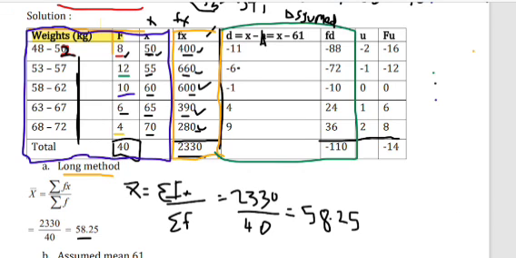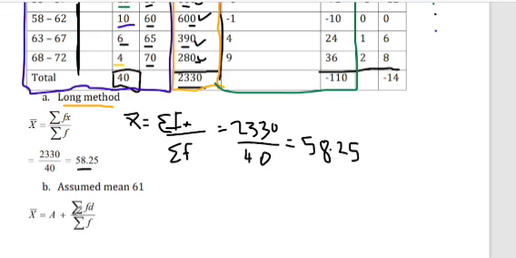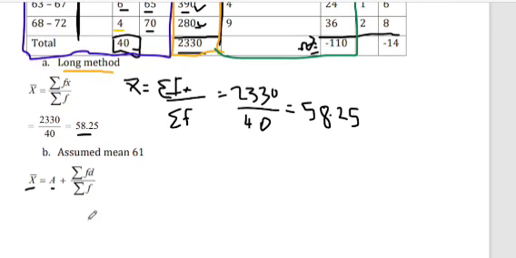Now, to get your mean, you use this formula: mean X bar is equal to the assumed mean A plus summation FD over summation F. What is FD? Here, this is FD. It is equal to minus 110 divided by summation F, which is 40. My assumed mean is 61. So my mean is going to be equal to my assumed mean, which was given in the question as 61, plus summation FD, which is minus 110.